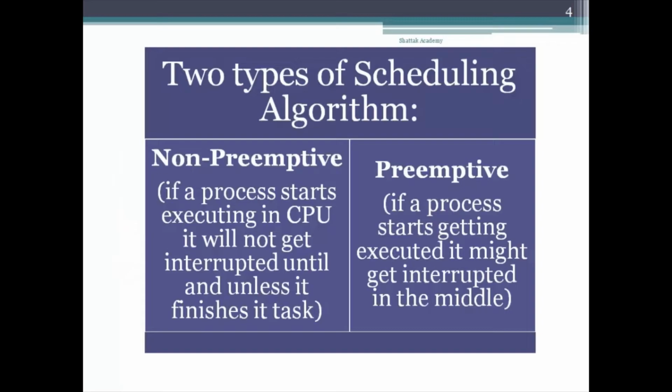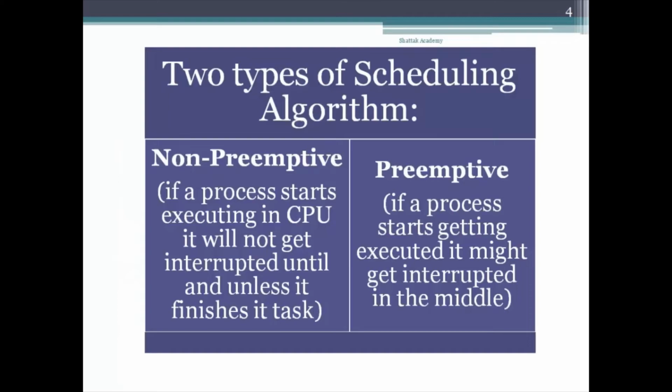But in preemptive measures, if a process gets started executing, the process might get interrupted in the middle of its execution. That is known as preemption. So preemption occurs if a high priority process comes in. Suppose P1 is getting executed, but at X point of time, a process P2 of higher priority comes. At that moment, the CPU sends the process P1 back to the ready queue and takes the process P2 and starts executing it. So this is known as preemptive scheduling algorithm.